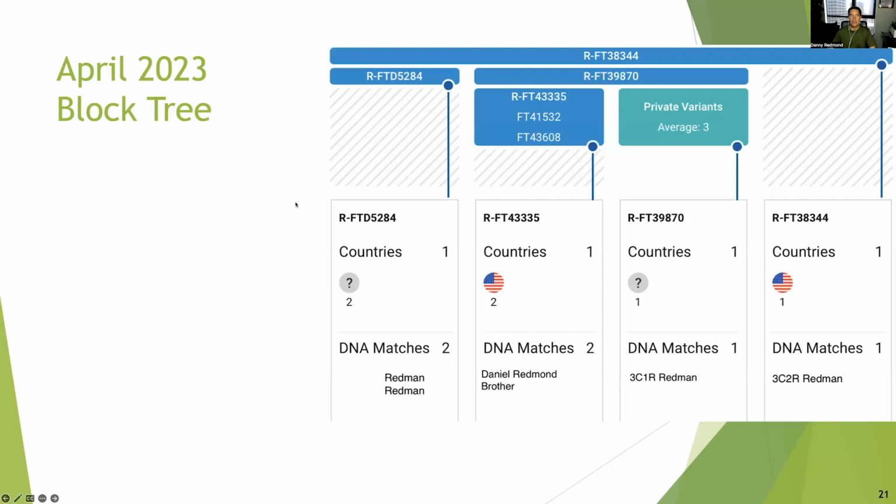So here is the block tree as of a couple months ago, and it hasn't changed. My other 2 cousins here, the descendants of Joseph, are here. Here are me and my brother. My third cousin once removed, and then my third cousin twice removed is here. Again, he actually has 4 private variances, but you've got to look at everybody that's under this branch here to get that average.